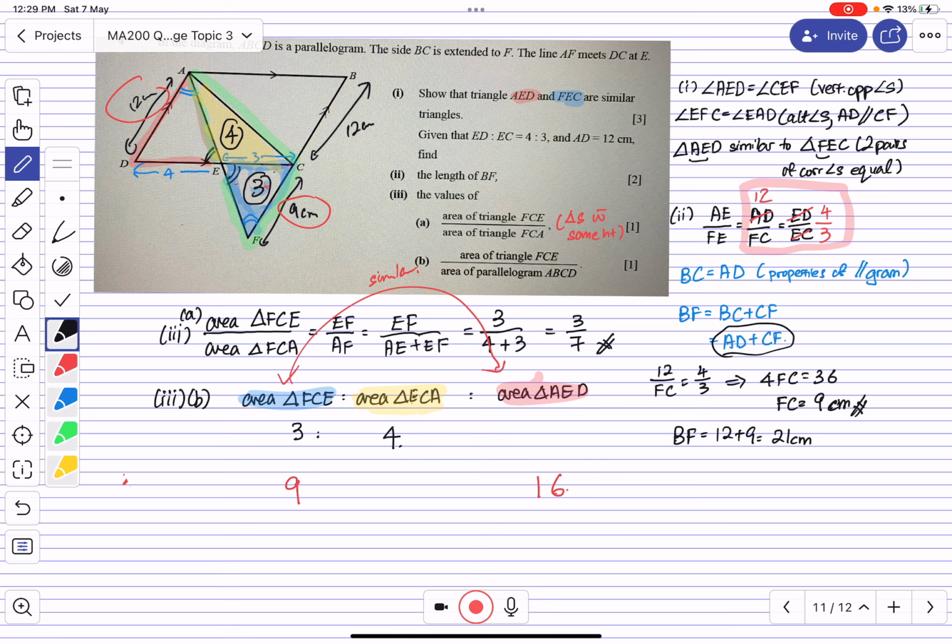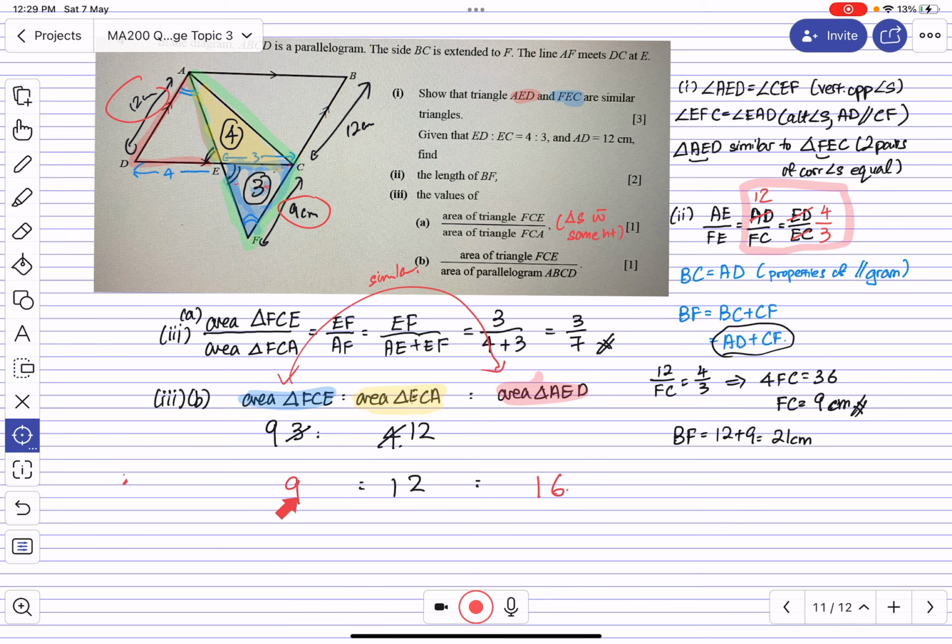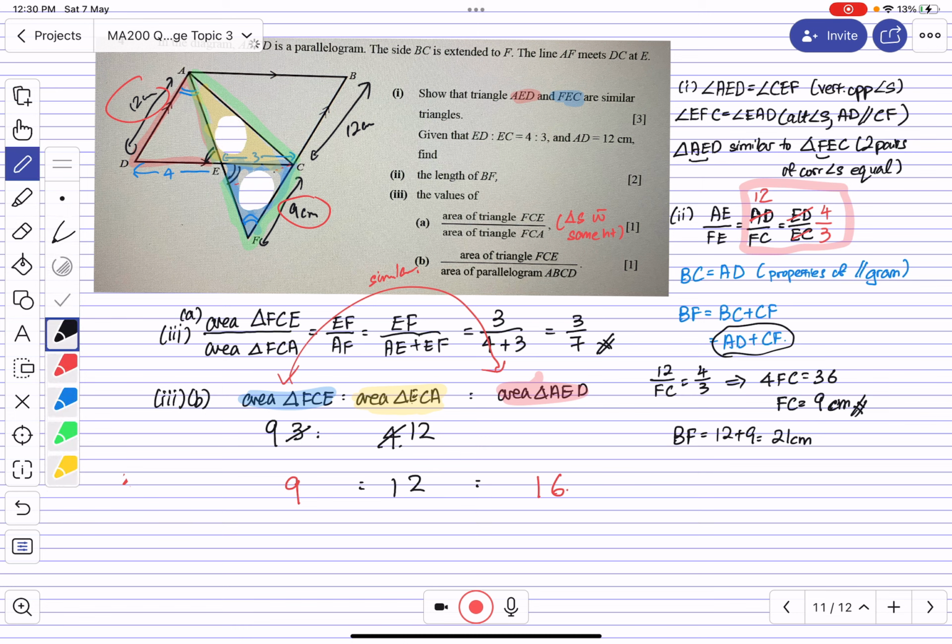This means that if I want to compare all three side by side, this has to be the same unit of measurement. So what I can do is multiply this by 3, and multiply this by 3 as well. Then if I compare all on the same unit measurement, FCE represents 9 units, ECA represents 12, and AED represents 16. Let me just readjust this: ECA represents 12, FCE represents 9, AED represents 16 units.